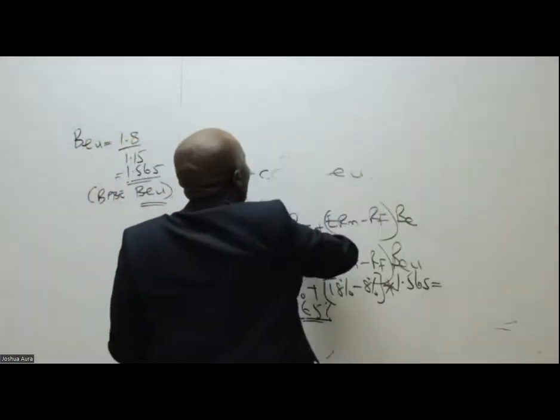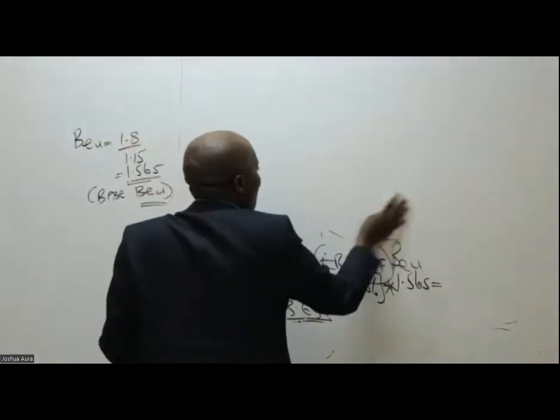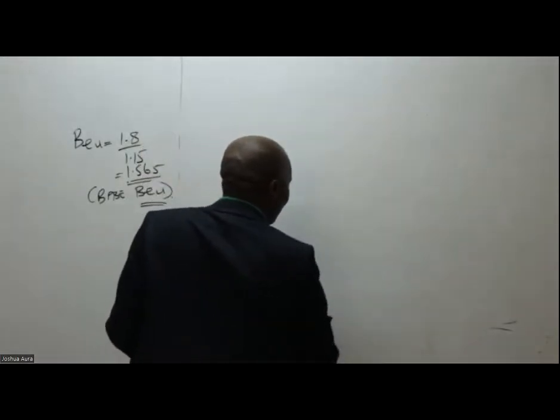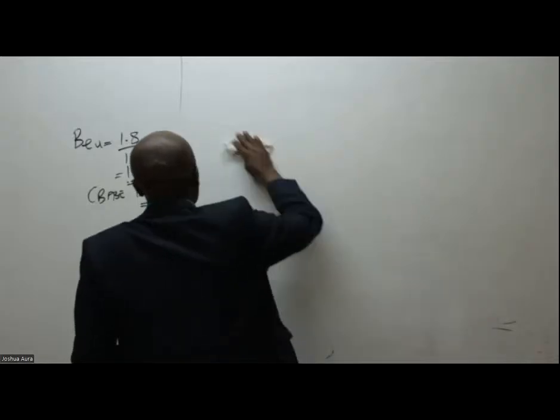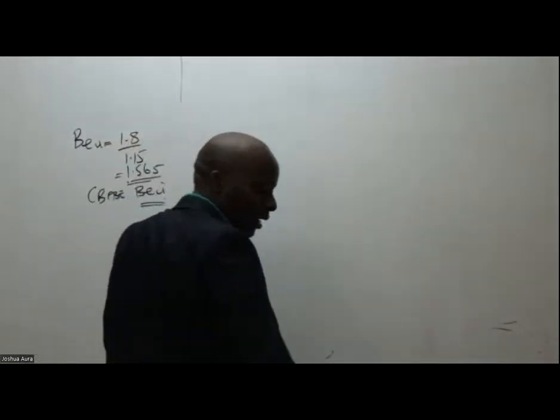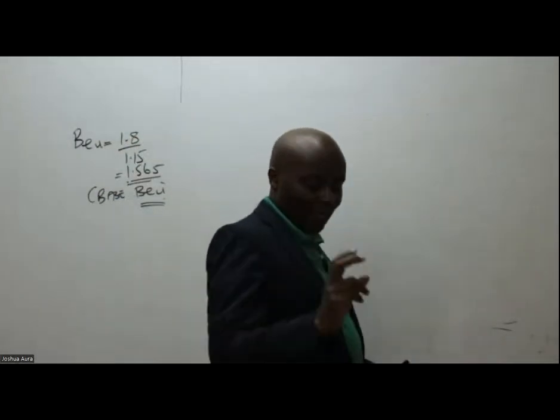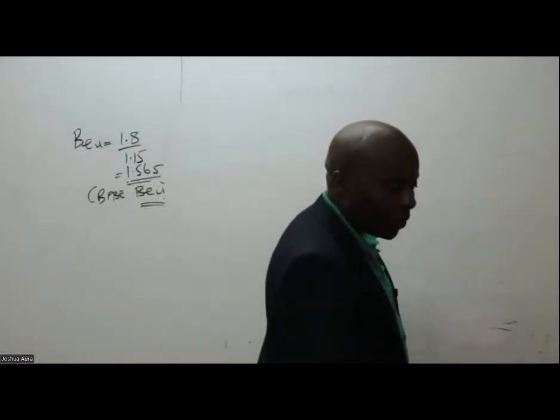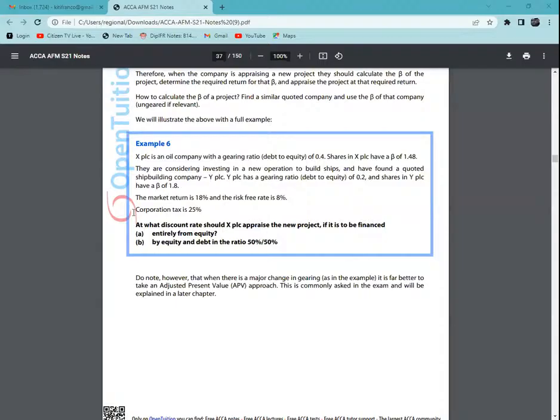Now, with your permission, I'll go straight away to number 2 of this question. I love it. Now we have some gearing, some debt coming into the equation. This time around, the financing is through equity and debt in the ratio of 50 to 50. No worries at all.